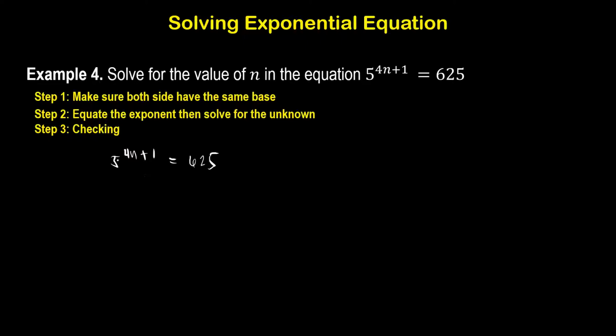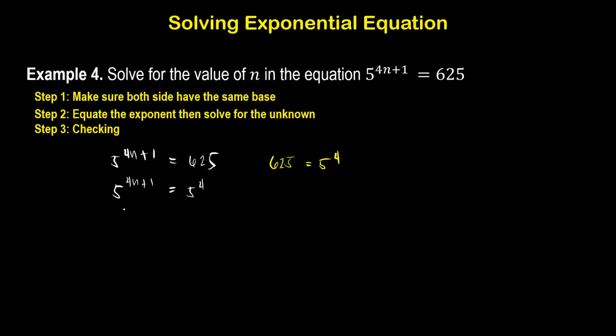Now dito, kung titingnan natin yung base natin sa kabila, sa left side is equal to 5. Dito, we have 625. Now, para maging equal yung base dito sa right side at dito sa left side, ang gagawin natin dito is we express 625 wherein ang base natin is equal to 5, then we raise it to the power of 4. This is just equal to 625. So therefore, ito na yung bagong equation natin, 5 raised to 4n plus 1 is equal to 5 raised to 4. So instead of 625, we express this one as 5 raised to 4.